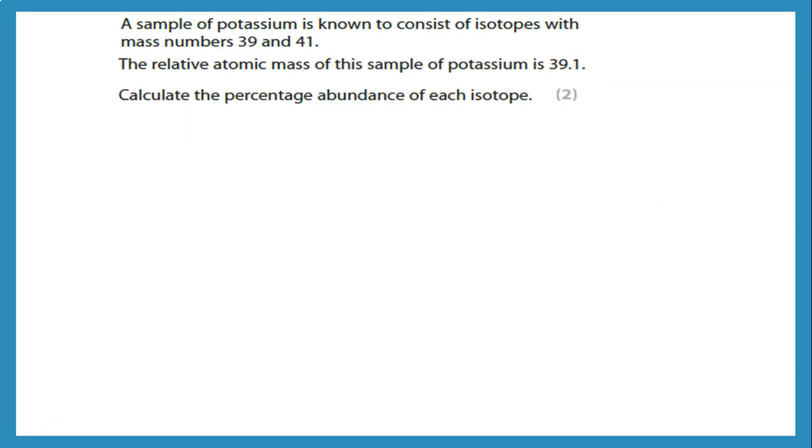A sample of potassium is known to consist of isotopes with mass numbers 39 and 41. The relative atomic mass of this sample is 39.1.